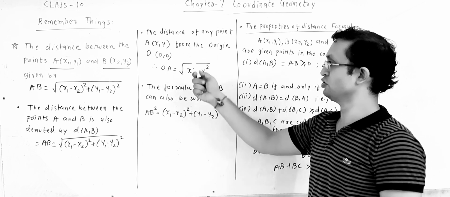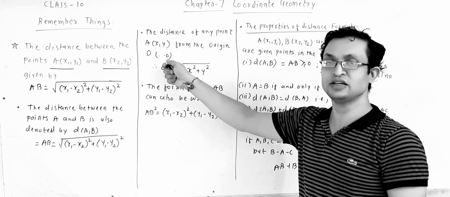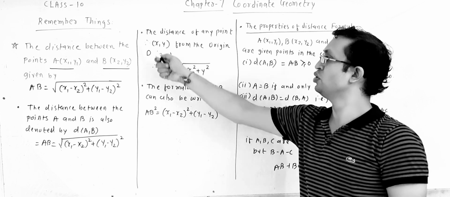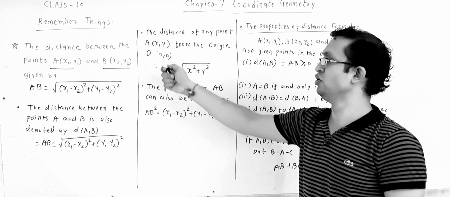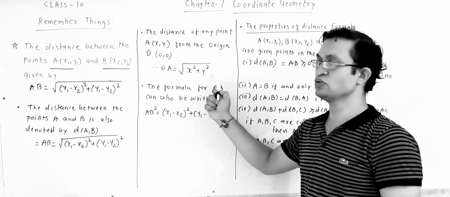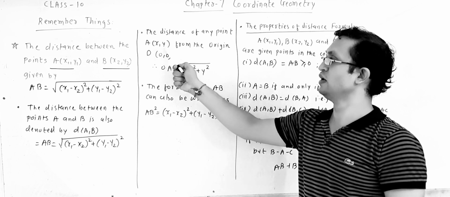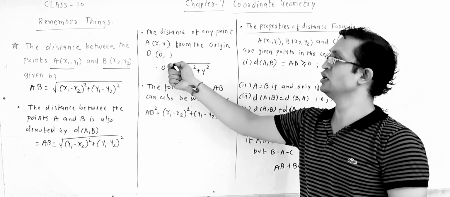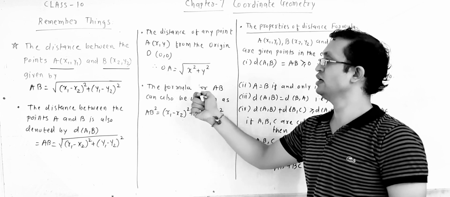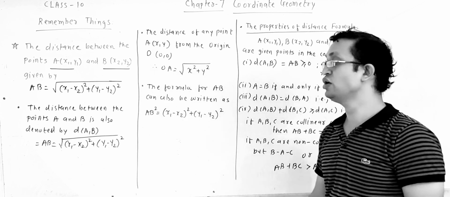Similarly, the distance between any point A (x, y), lying in any quadrant, and the origin O (0, 0), that is OA, is equal to square root of x square plus y square. That means the distance between these 2 points is the square root of the coordinate of x square plus the coordinate of y square. Then we find the distance between point A and the origin.